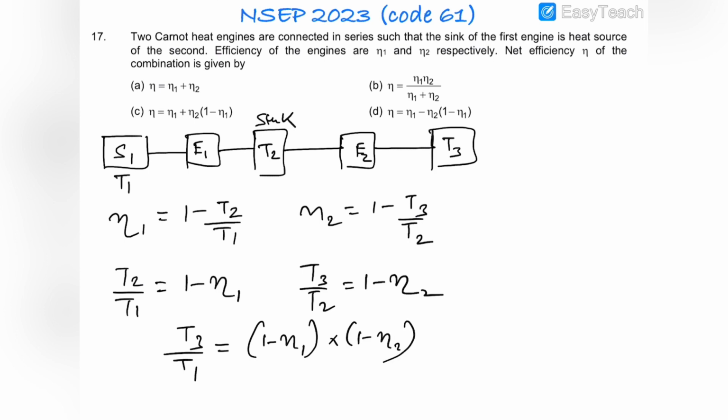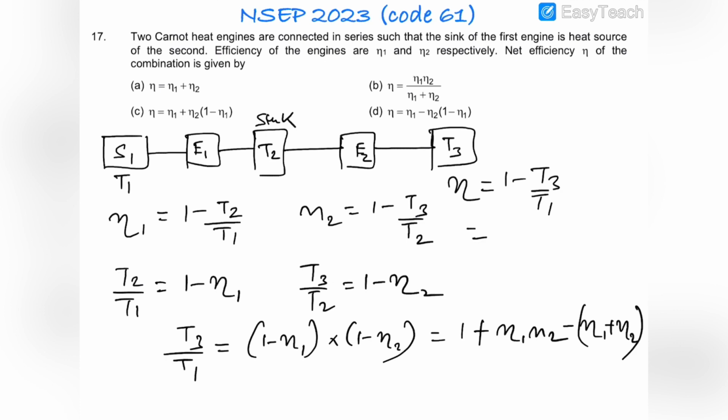So it is equal to, you can see, let's suppose 1 minus eta 1 minus eta 2 plus eta 1 eta 2. Okay, this is the value of T3 by T1. Now the combined efficiency would be 1 minus T3 by T1. So this would be equal to eta 1 plus eta 2 minus eta 1 eta 2. So the correct answer would be option C.